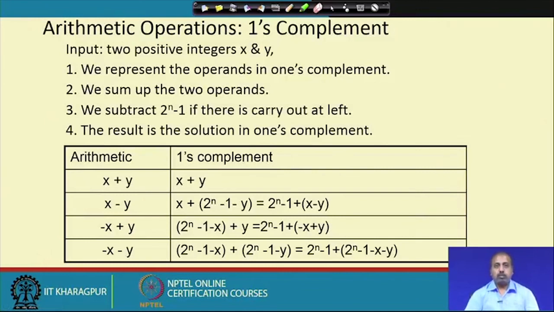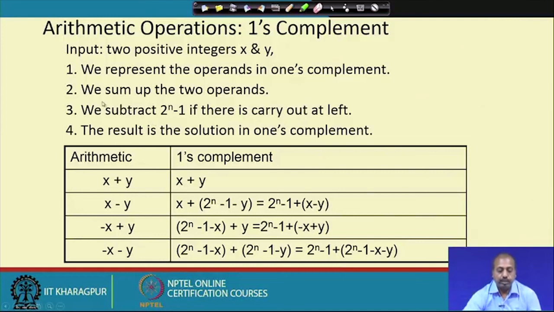What about 1's complement operation? So, 1's complement operation is a bit complex. If we have two input positive integers x and y, first of all we represent them in 1's complement, we sum the two operands, and we subtract 2 to the power n minus 1 if there is a carry out left.